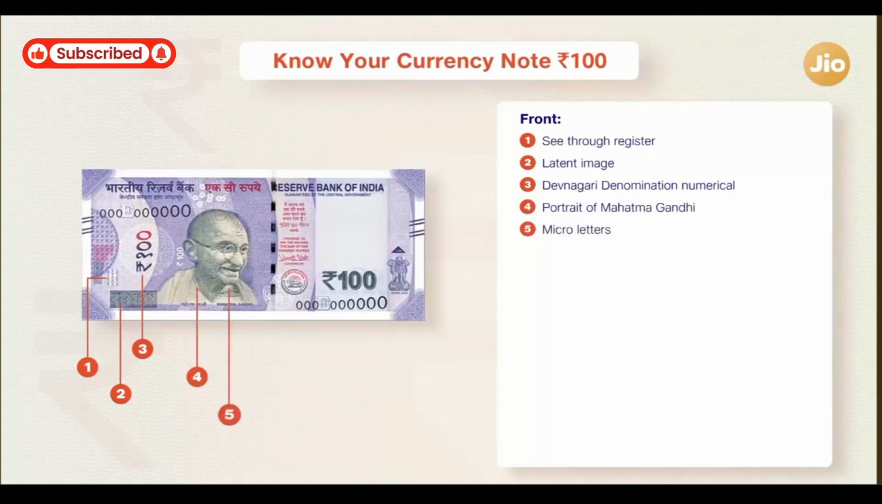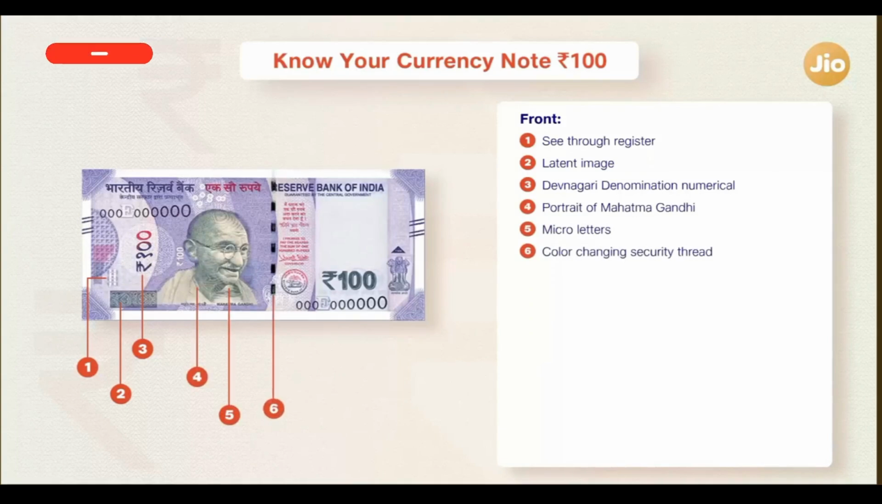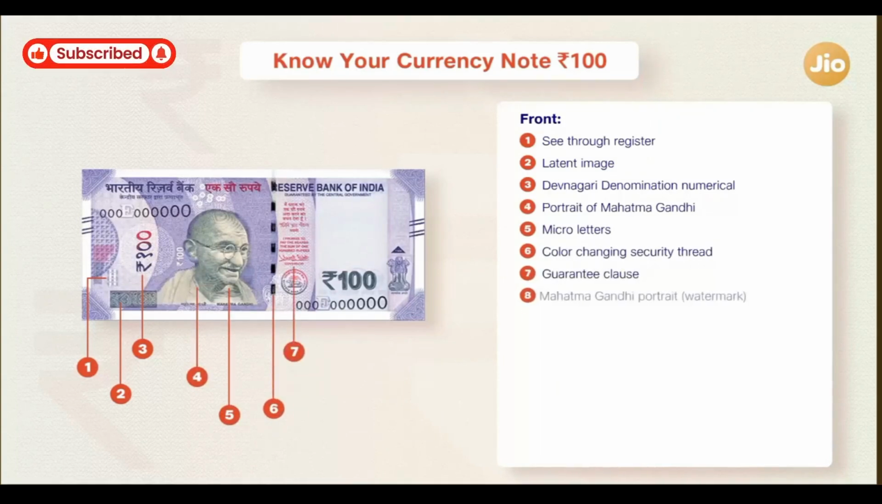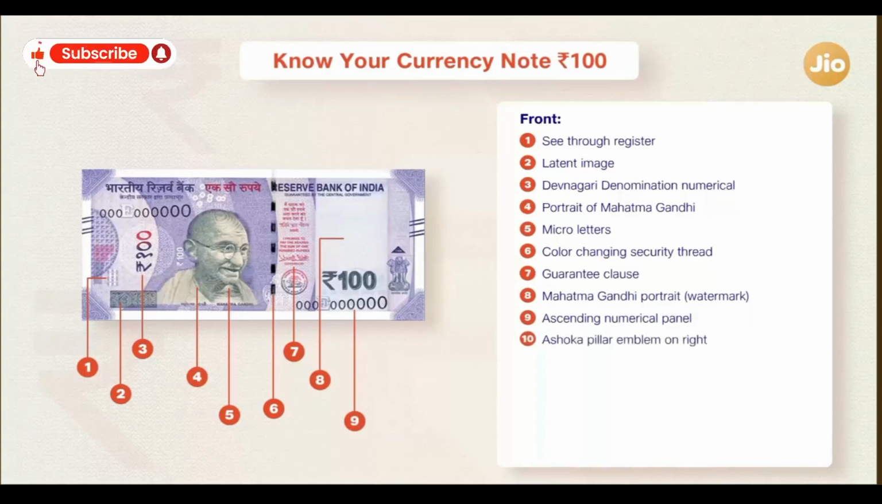Fifth, micro letters. Sixth, color changing security thread. Seventh, guarantee clause. Eighth, Mahatma Gandhi portrait as watermark. Ninth, ascending numerical panel. 10th, and the Ashoka pillar emblem on the right.